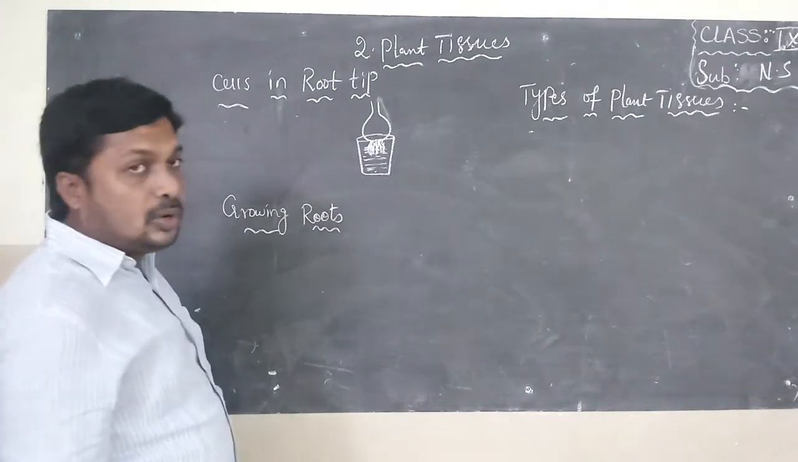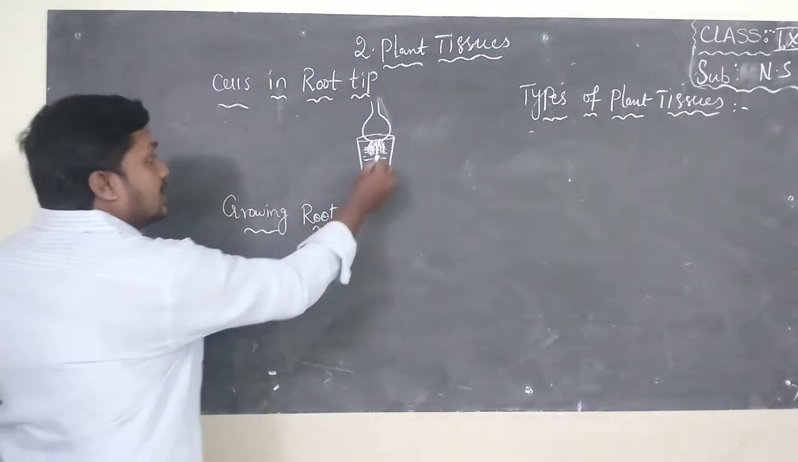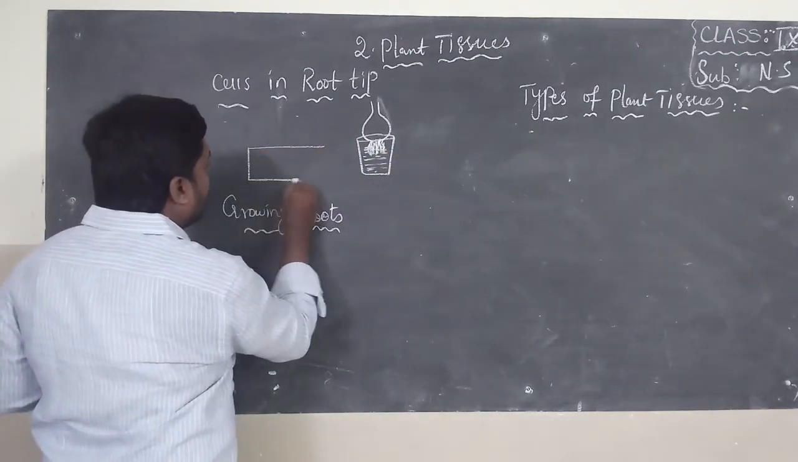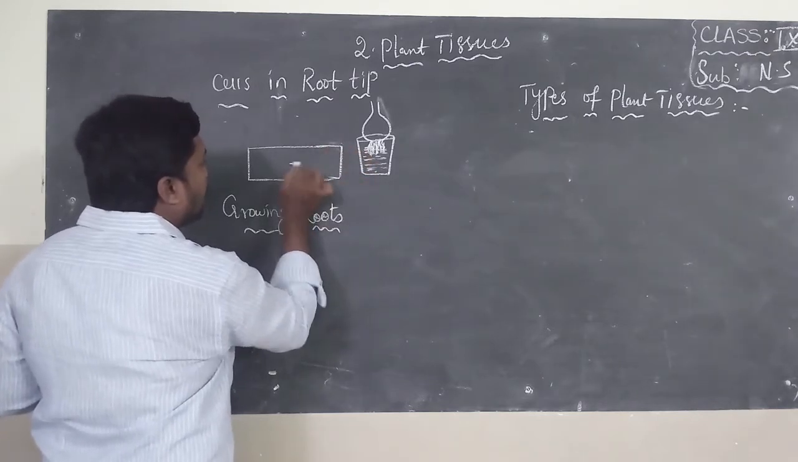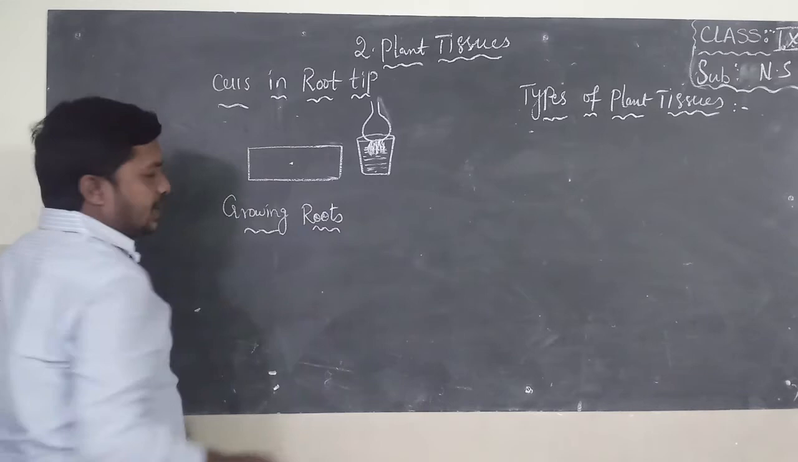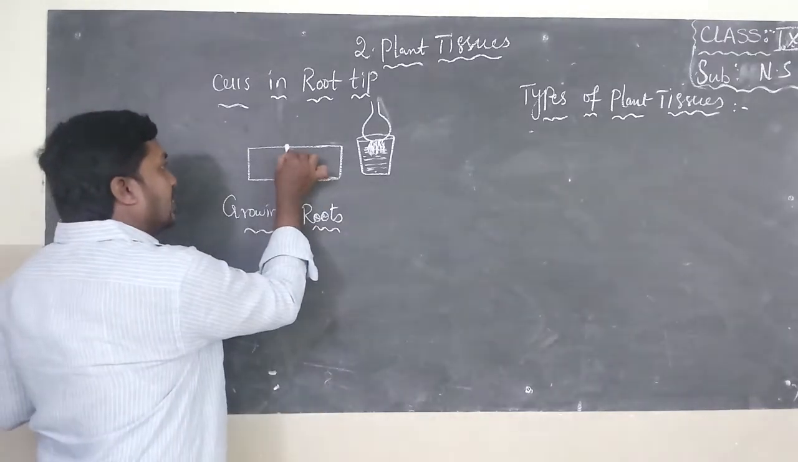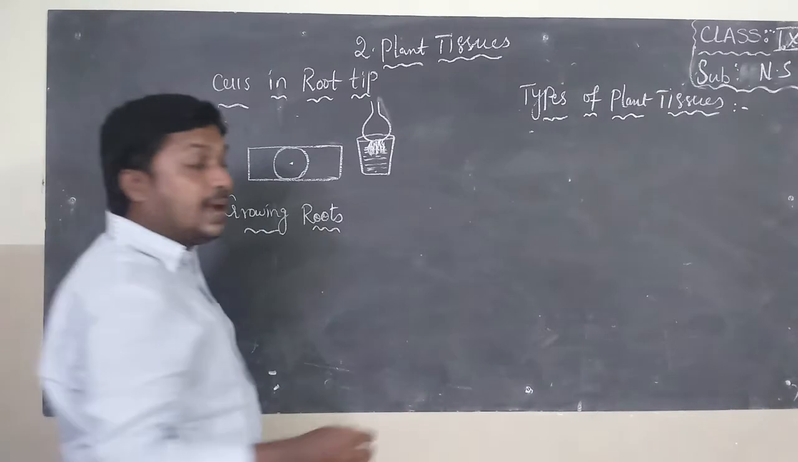Okay, now take the onion out of the glass, cut a small root like this, and keep the small tip of the root on a glass slide. Put a water drop on it and cover it with a cover slip. Now press the root tip with the blunt end of a needle.